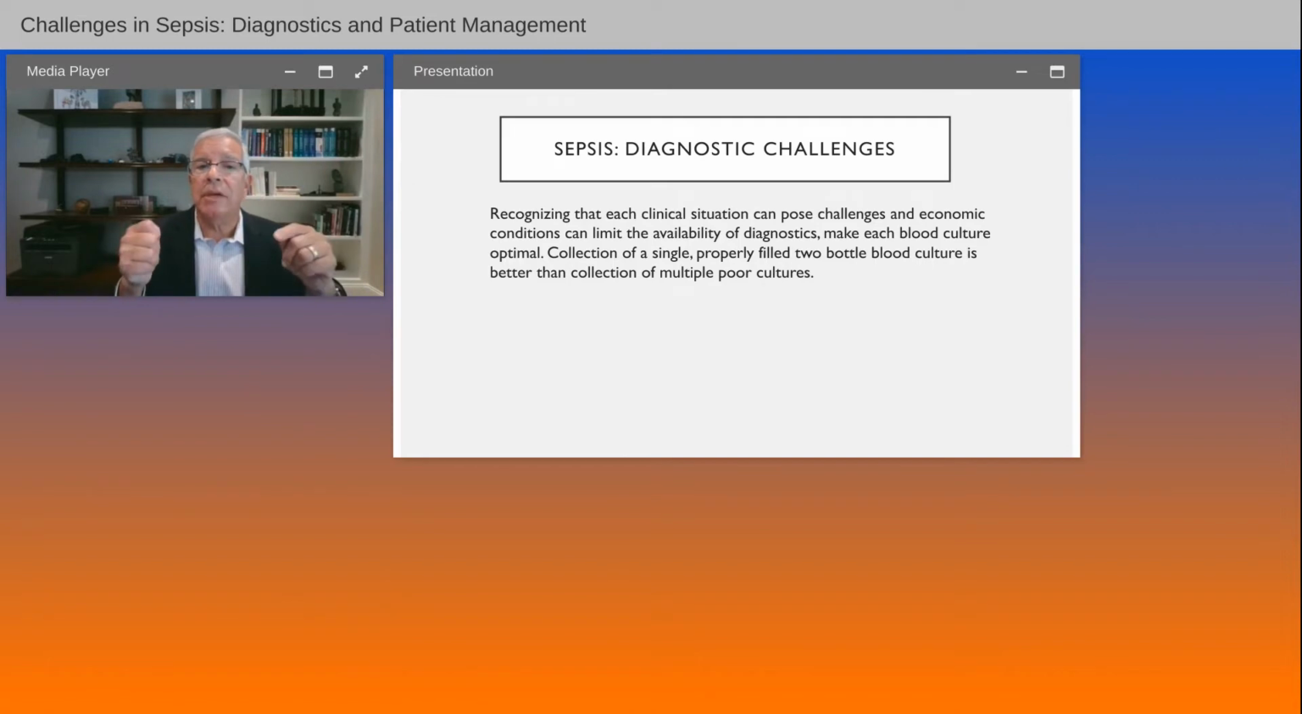So what I'm going to leave you with is the fact that you understand the limitations of diagnostics. You understand the impact of underfilling bottles or not collecting the right number of bottles. But what you have to do is, even if you collect a single 2-bottle set, make it the best set you can collect and optimize the percent positive blood cultures from each single set that you collect. And I think if we do that, then we're going to see a significant improvement in the diagnosis of sepsis for these patients. So let me stop there.